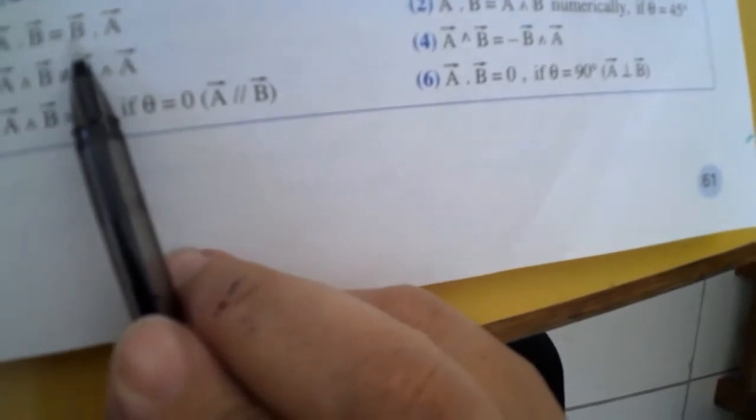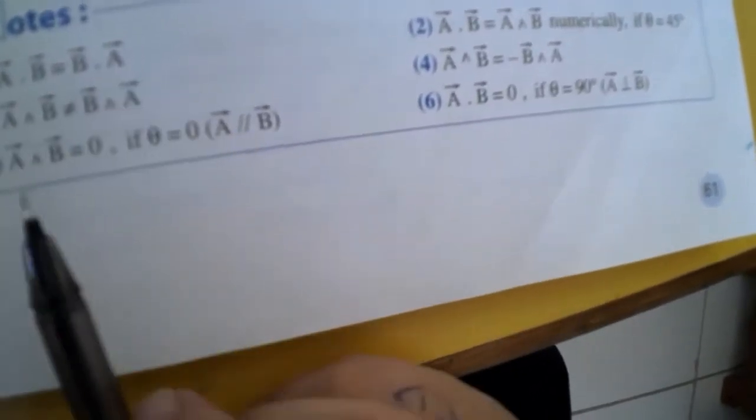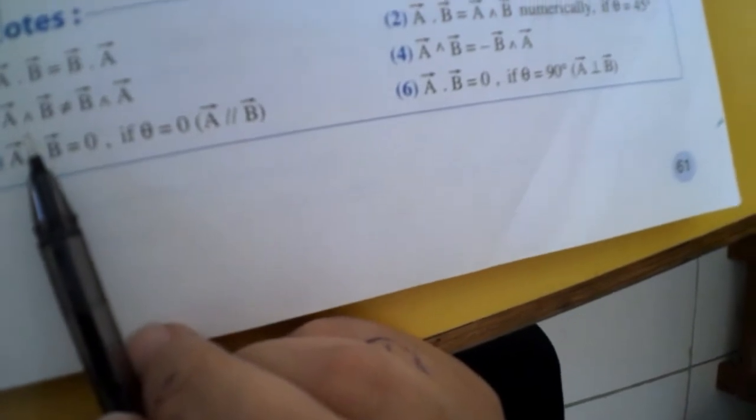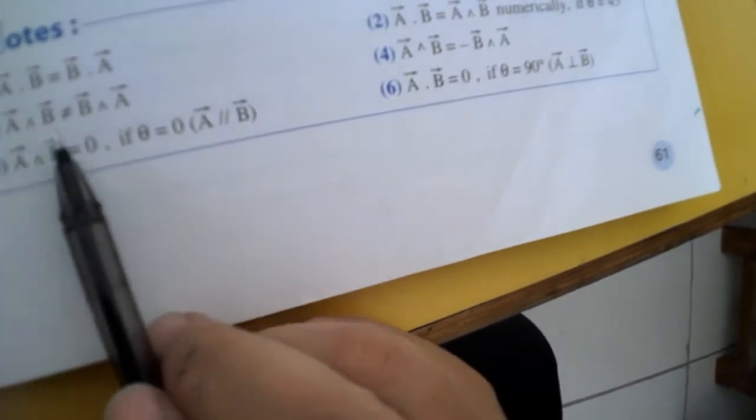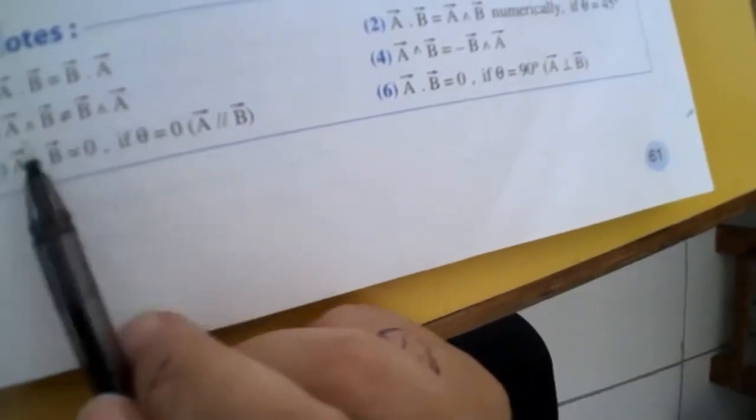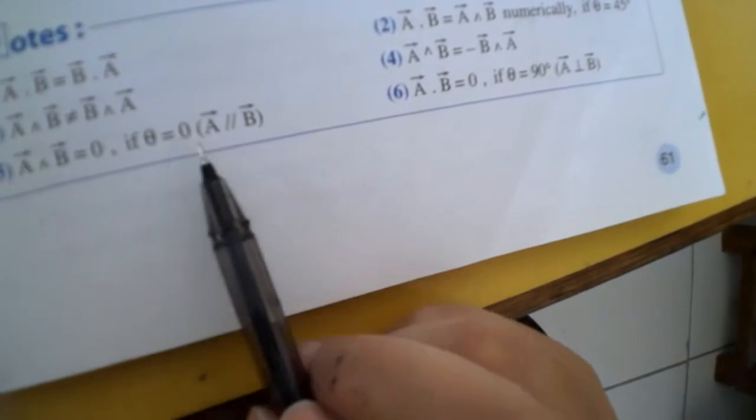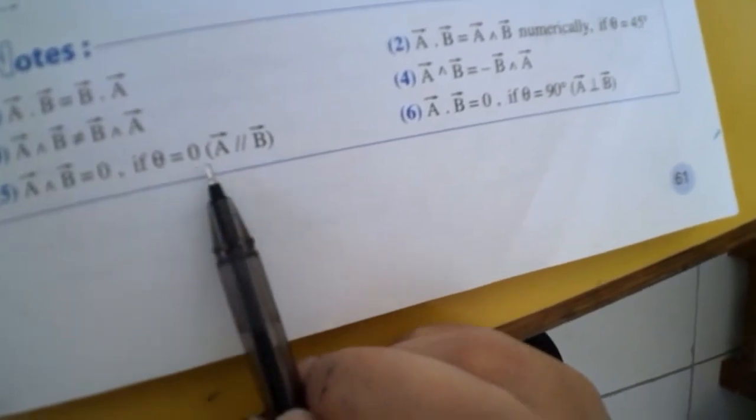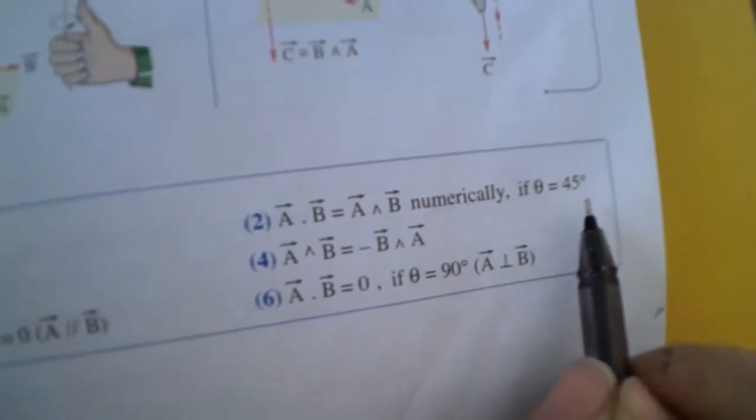We have some notes. A dot B is the same as B dot A, because in both we consider the value of A and B only, not the direction. But if you want to take the product as a vector product, you have to take the cross product into consideration. In this case, A cross B will not equal B cross A, because we have different directions here. So when A cross B equals 0, it means that the angle is 0, because sine 0 is 0, so it vanishes.